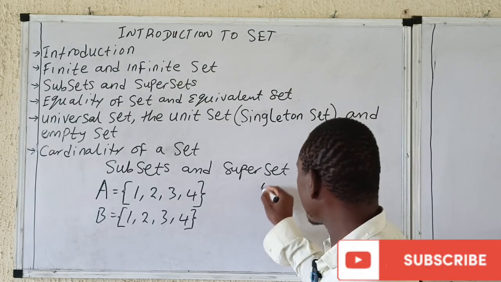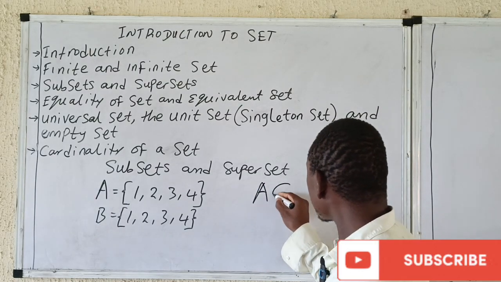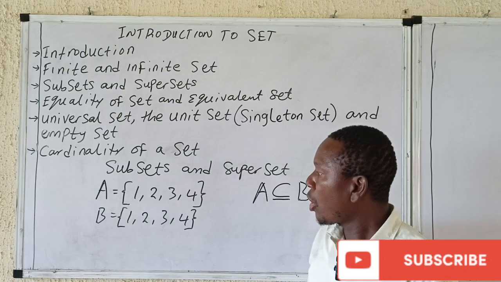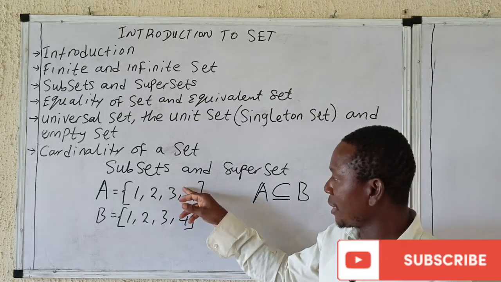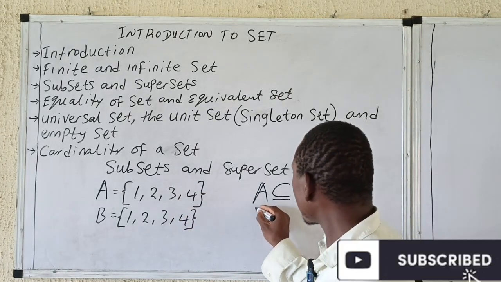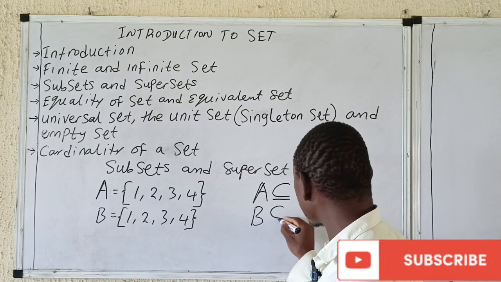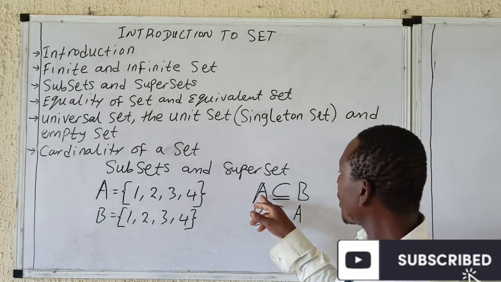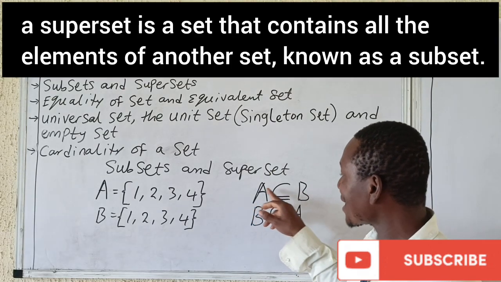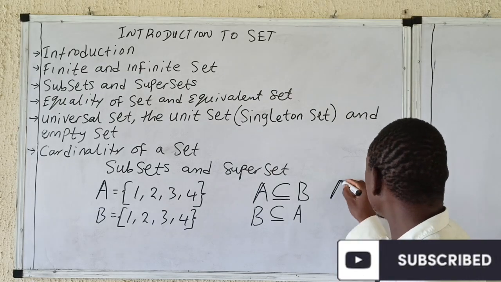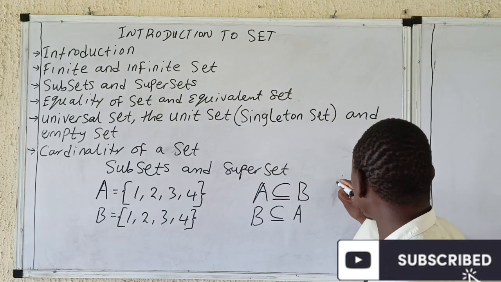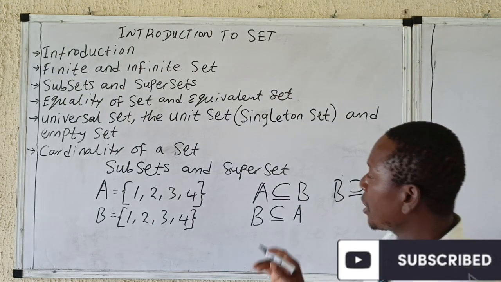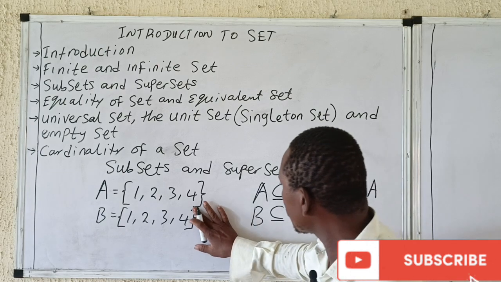So we can regard set A as a subset. This is the symbol of subset of set B. But in this case, all the elements in B are also present in A. So we can also regard set B as a subset of set A. Remember, if set A is a subset of set B, that means set B is a superset of set A. So we can put, set B is a superset of what? Set A.